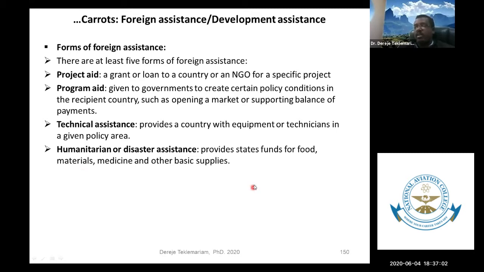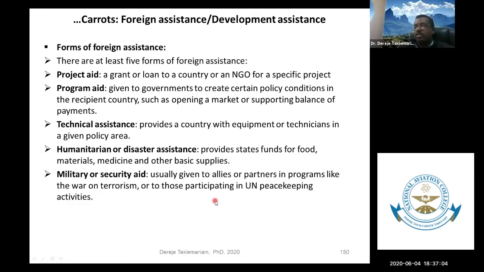And the fifth one is military aid, or we call it security aid. This is usually given to partners or allies in programs like the war on terrorism, or even to countries who may participate in UN peacekeeping activities or the like. So these are the five major forms of foreign assistance, and it is really recognized as a strategic foreign policy tool, we can call it.